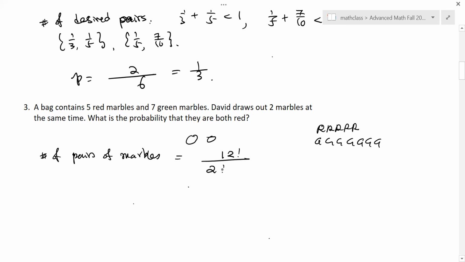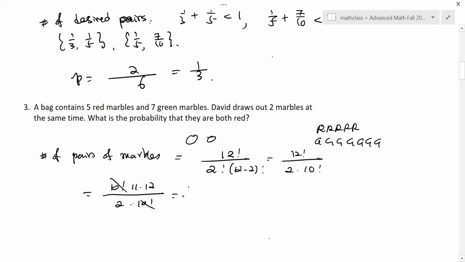You select 2, so (12 minus 2) factorial here. That's the standard formula, and then you simplify it. That's 12 factorial over 2 factorial times 10 factorial. 12 factorial is 10 factorial times 11 times 12, so 10 factorial is gone.